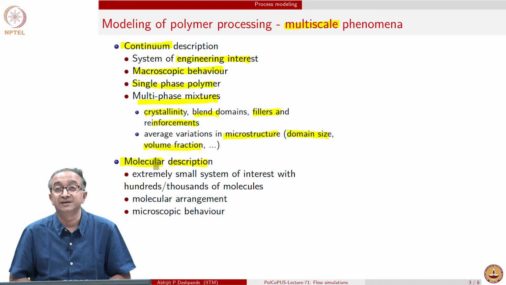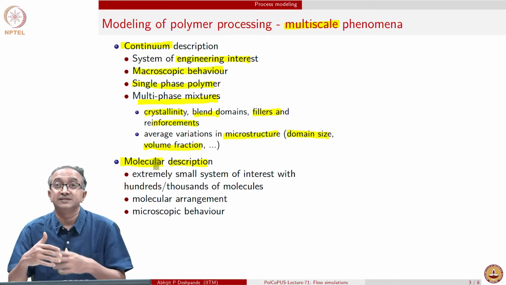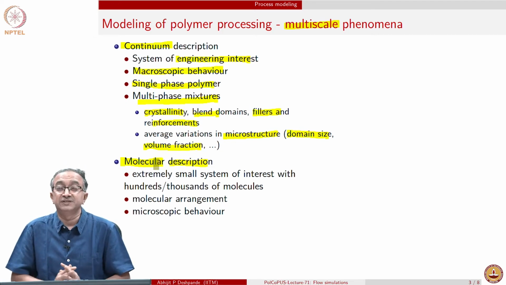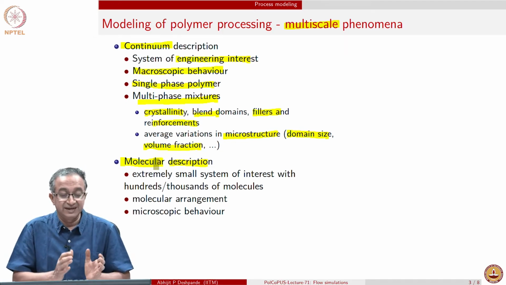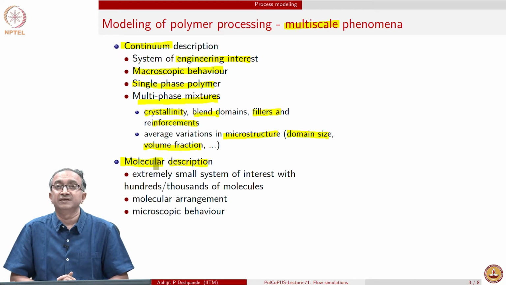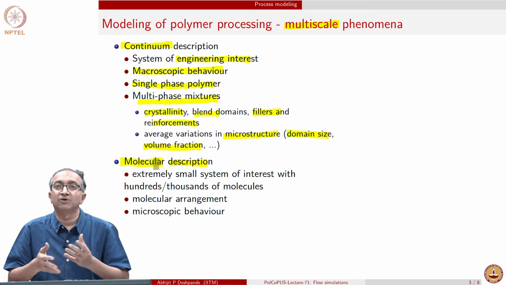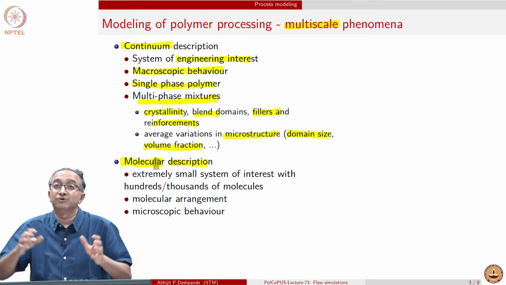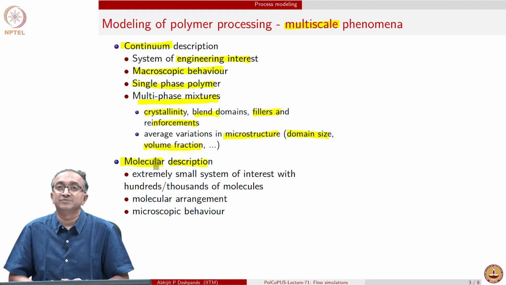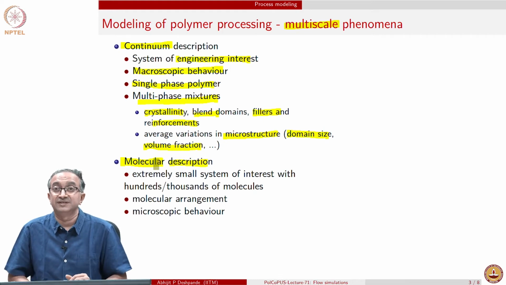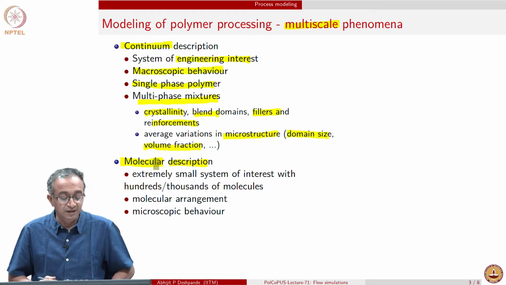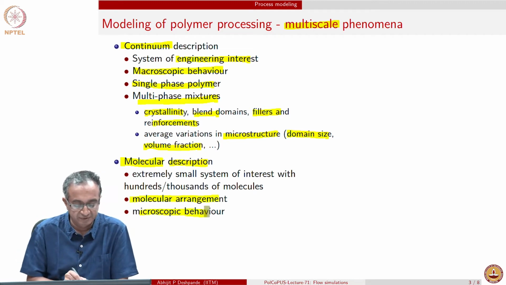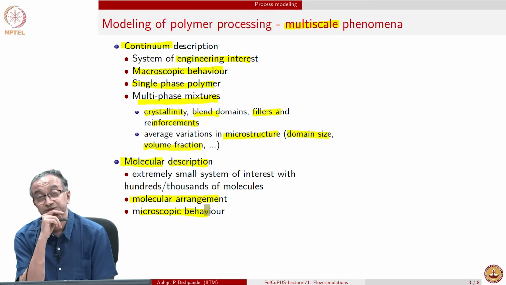However, what is very helpful, and why statistical mechanics has become such a powerful tool to simulate many of these systems, is the fact that we can get good average behavior even with 1000 or thereabouts atoms and molecules. So, we do not need to really go to 10 to the power 23 atoms and molecules to represent a good realistic material. The advantage of molecular description is that we get the molecular arrangement and microscopic behavior as part of our solution itself.